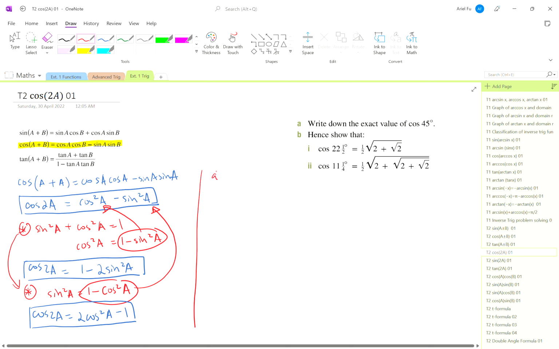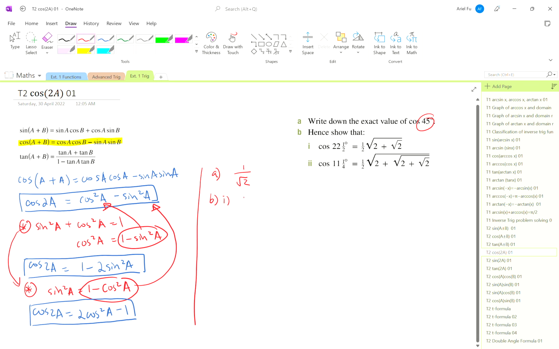Let's go through A. The exact value of cosine of 45 degrees is 1 on root 2. If you're not sure, you should memorize that. For B, let's do B1 first. I'm trying to show that cosine 22.5 degrees equals this. The thing about 22.5 degrees is that if I double it, I'm going to get 45 degrees, which is the link to the first part of this question. And also because it's an exact angle, I do like that.